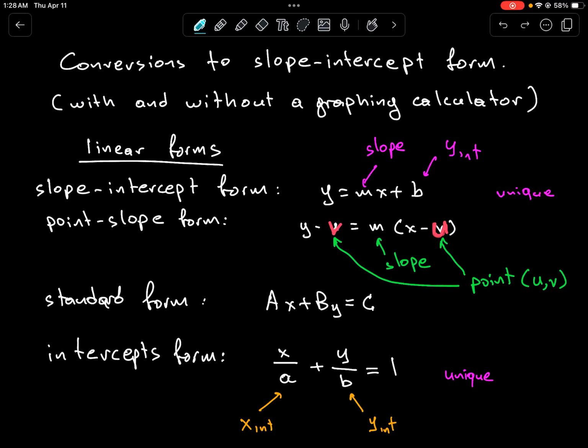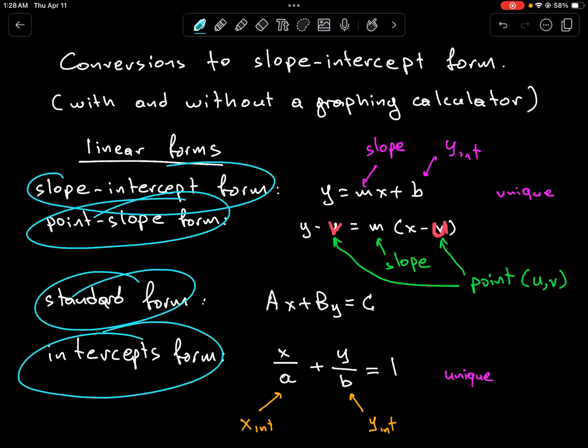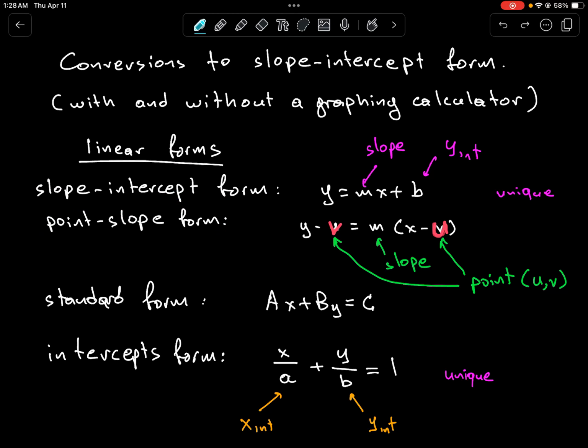Linear forms. Why do I talk about linear forms? Because the slope-intercept form is a linear form. What are those forms? Slope-intercept form, point-slope form, standard form, and intercepts form. The one that's used most often is the slope-intercept form. This is why I'm going to talk about conversions from the other forms to this one. But we can also use the same method to convert any form to any other form.